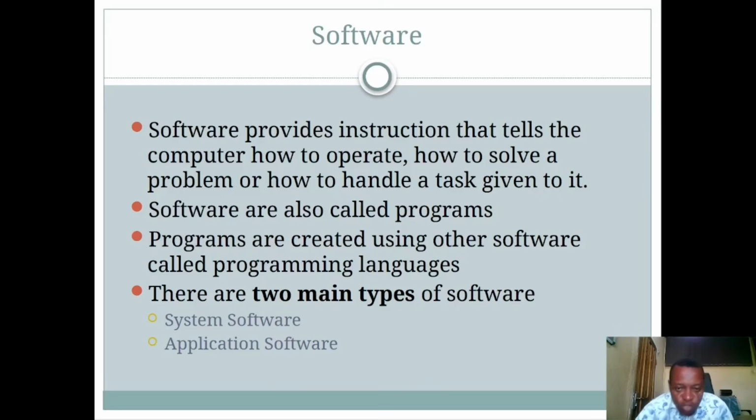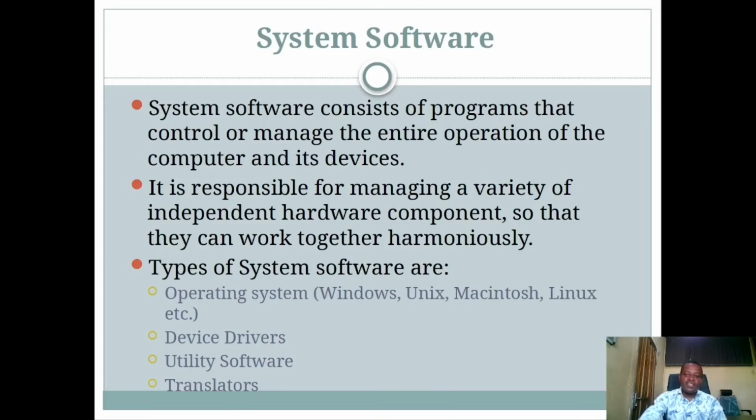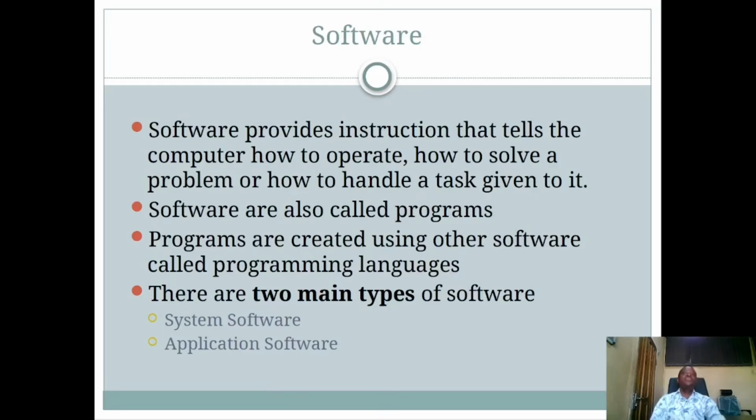Now, there are two main types of software. Don't forget this, it's very important. There are two main types of software: the system software and the application software. You are going to go through these two types of software so that when you see software being mentioned, you can have the boldness to ask whether it is a system software or an application software.